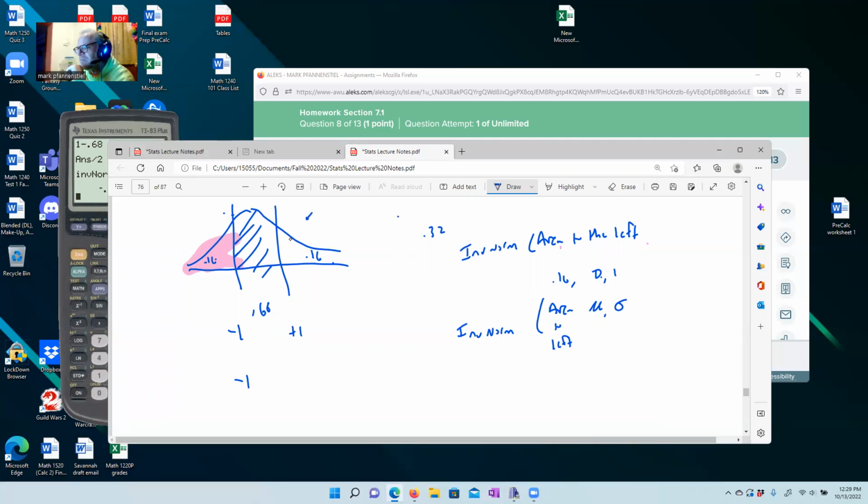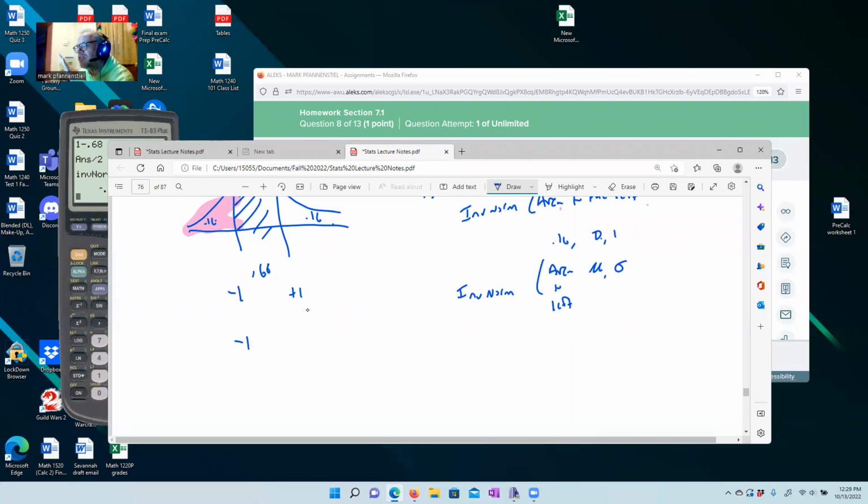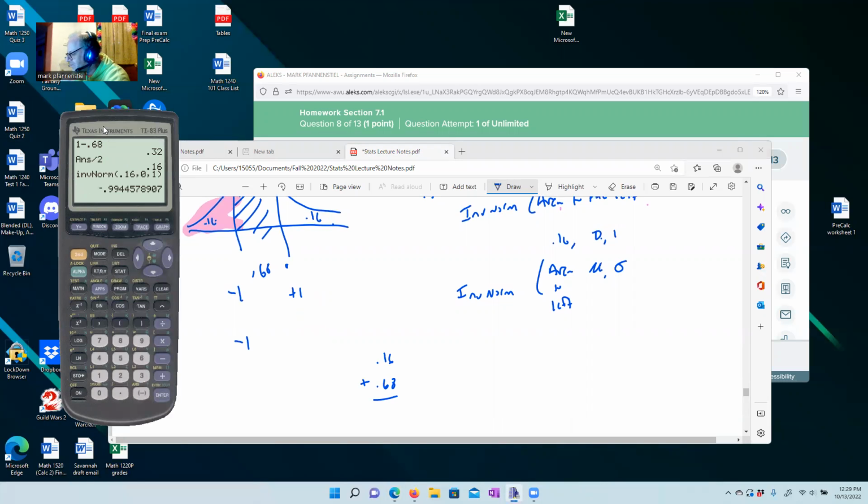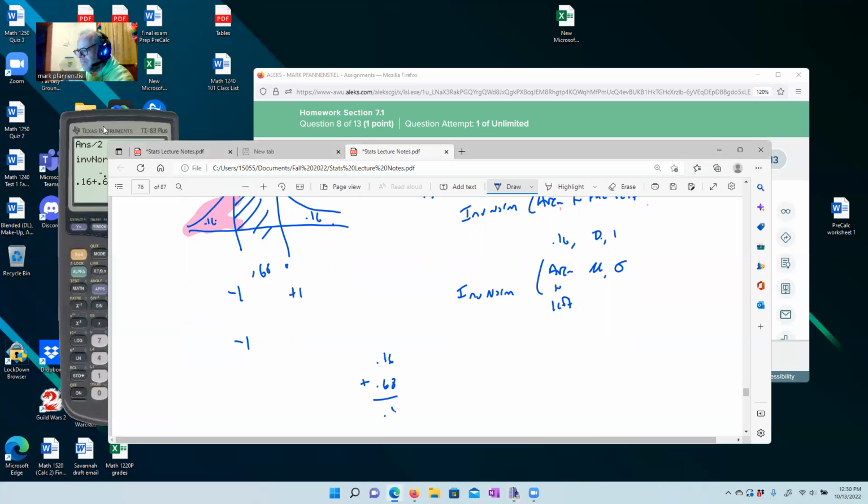Okay. Now for the +1, okay, we know that it's symmetric. So whatever happens on the left side is also going to happen on the right side. But we could figure that out. We could say, well, how much area is up to here? Well, it's going to be 0.16 plus 0.68. Okay, so we're going to take 16 cents and 68 cents and see what we have there. So 0.16 plus 0.68. There we go. So it's going to be 0.84.